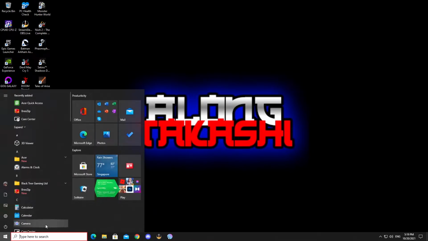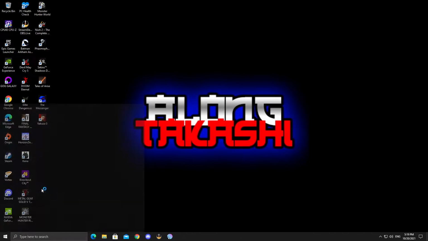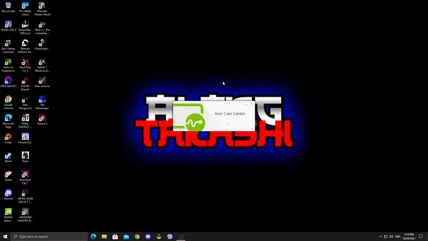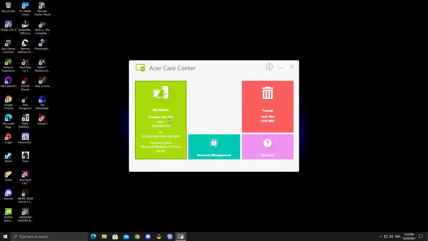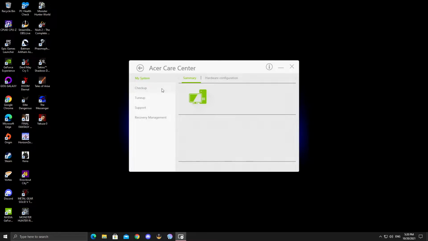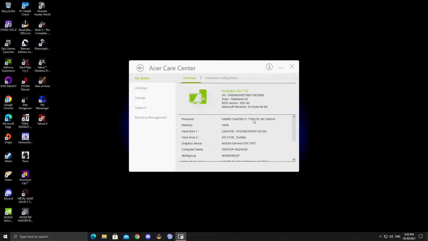So let me show you the system I'm running now. I'm running with this system. i7-7700 CPU, 3.60 GHz. It's a 4-core CPU, 16 GB memory, GTX 1070, 8 GB VRAM. Okay, this is the system I'm running.